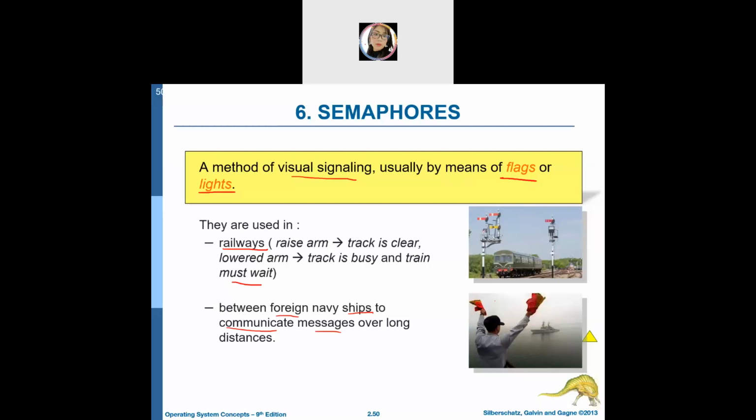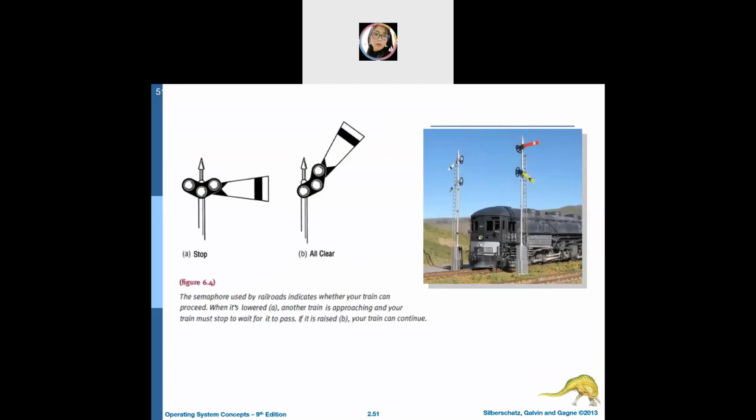I think this one is communicating using visual signs. In this example, you can see this kind of look, but I have never seen this in real life, so I don't know about this code. Stop must look like this, and this one is all clear, so maybe you can proceed. For A, another train is approaching, and your train must stop and wait to pass. For B, your train can continue. This one is like a green light, and this one is a red light.